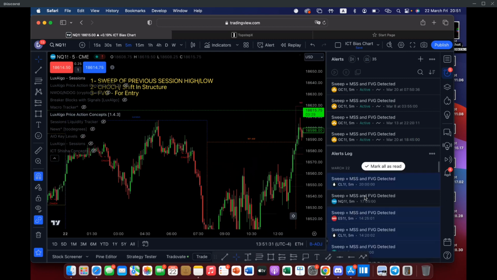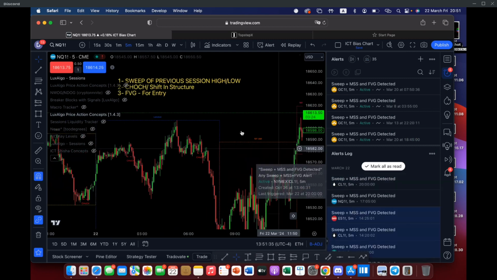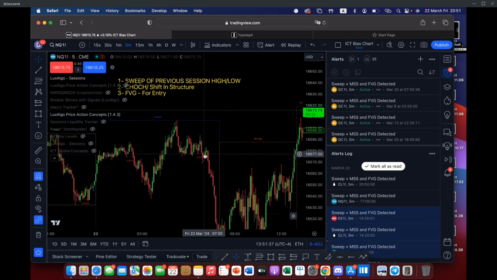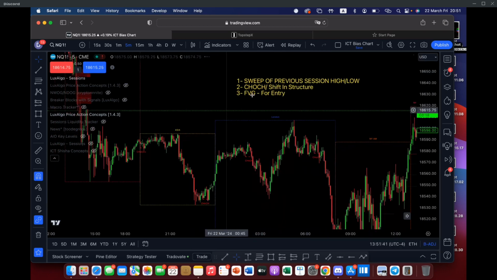For example, right here, I have alerts that say sweep. We did sweep the previous session. And MSS, which is also the same, just a synonym for the CHoCH, and FVG for our entry. Okay, so step 1, the previous session high has been swept. Nice, now wait for a CHoCH. Step 2, we got the CHoCH right there.